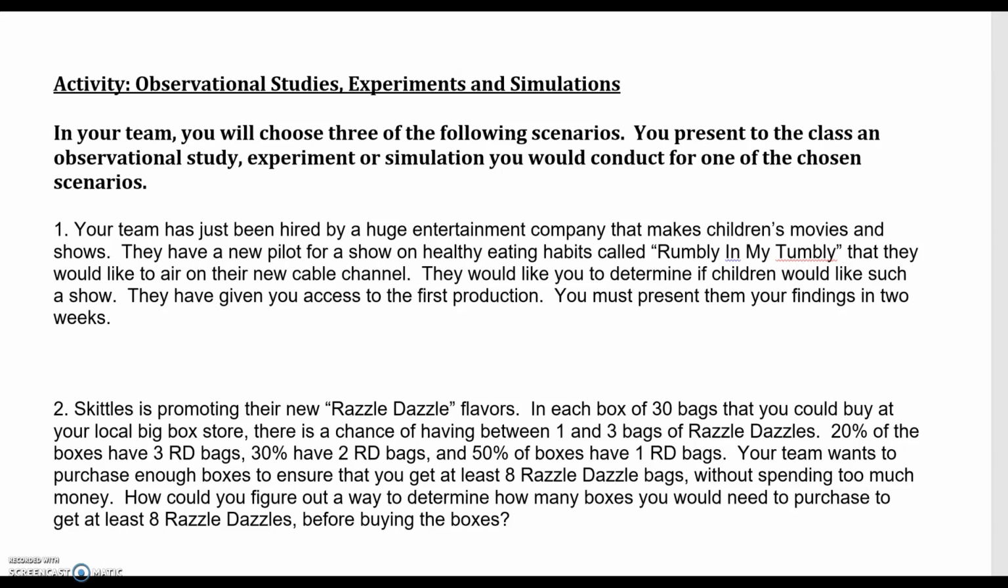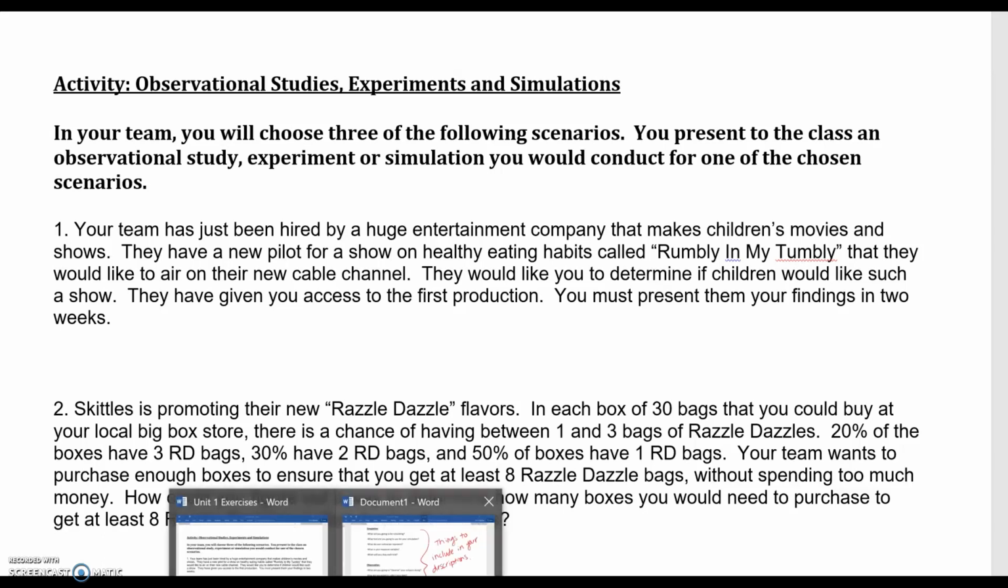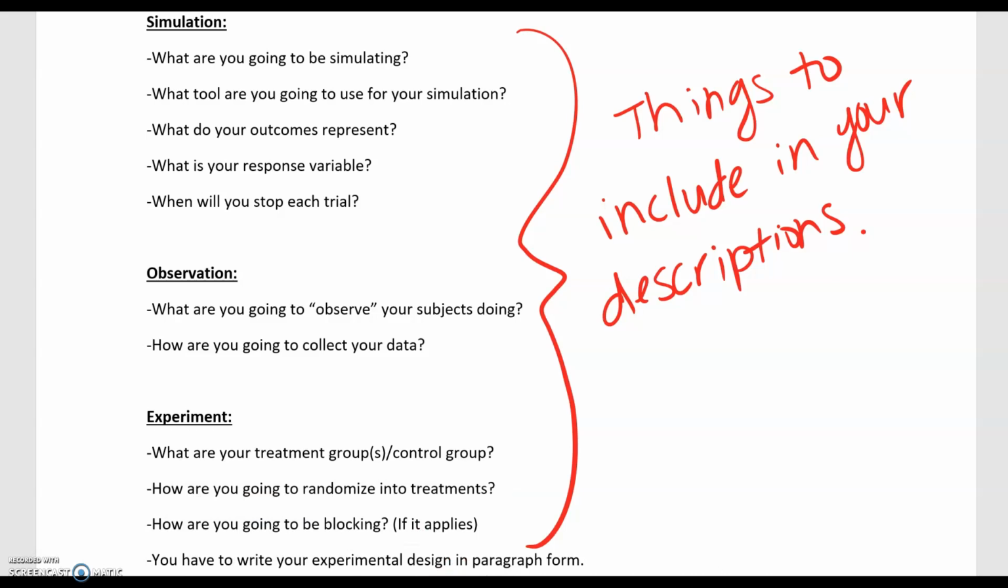For each of the scenarios, you either have an observational study, an experiment, or a simulation. There are different things that you need to include depending on the situation. If you have a simulation, tell me what you are going to be simulating and what tool you are going to use, for example a random number table, a die, or a coin. Then tell me what your outcomes represent. If you get a 5, what does that mean? If you get a heads, what does it mean? Make sure you describe what your outcomes represent in your simulation.